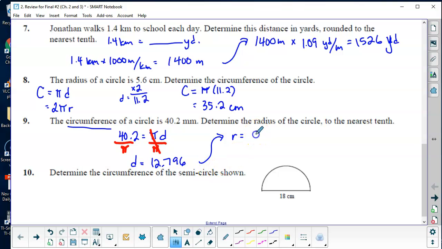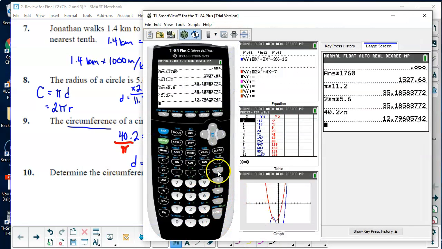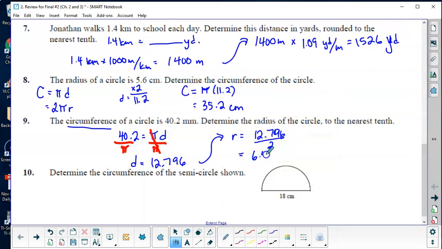And then radius will be the diameter divided by 2. So if it's still in your calculator, you can just press divide by 2, and then round to the nearest tenth would be 6.4. And that would be millimeters. Now, alternatively, you could go 40.2 equals 2 pi r, and then divide both sides by 2 pi. Okay, and then you'll get radius right away.